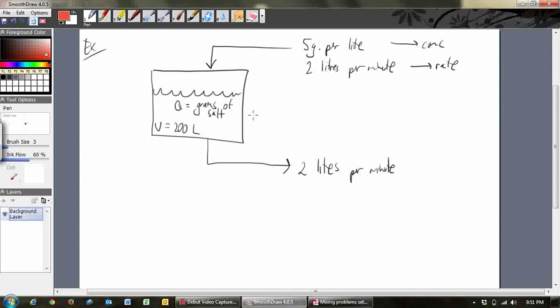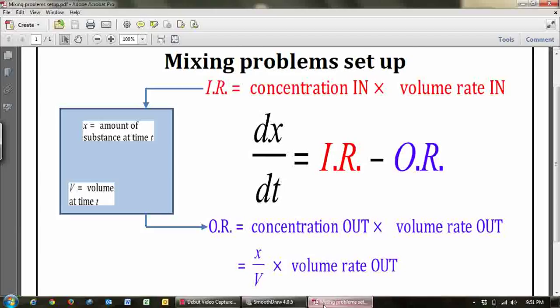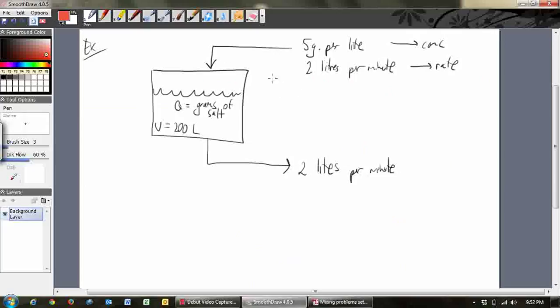So let's have a look at this. Now, going back to here, I'm going to keep referring back to this. We want to firstly find out what my input rate is. The input rate is equal to the concentration times the volume rate. This just makes sense. So what's the input rate? In other words, how fast are your grams of salt coming in? If you've got 5 grams per litre and they're coming in at 2 litres per minute, well, that's equal to 2 times 5, which equals 10 grams per minute.